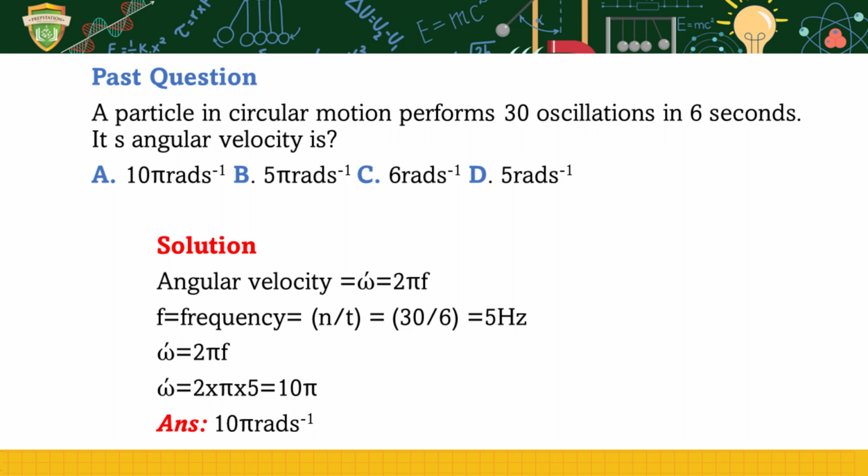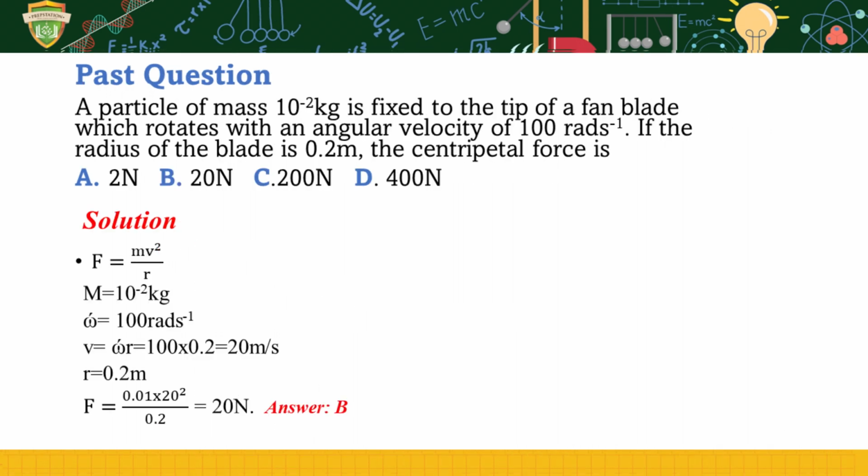Now, let us take another question still. A particle of mass 10 raised to power minus 2 kilograms is fixed to the tip of a fan blade, which rotates with an angular velocity of 100 radians per second. If the radius of the blade is 0.2 meters, calculate the centripetal force. So here we are required to calculate centripetal force, and we know that the formula is m multiplied by the square of the velocity, all divided by the radius.